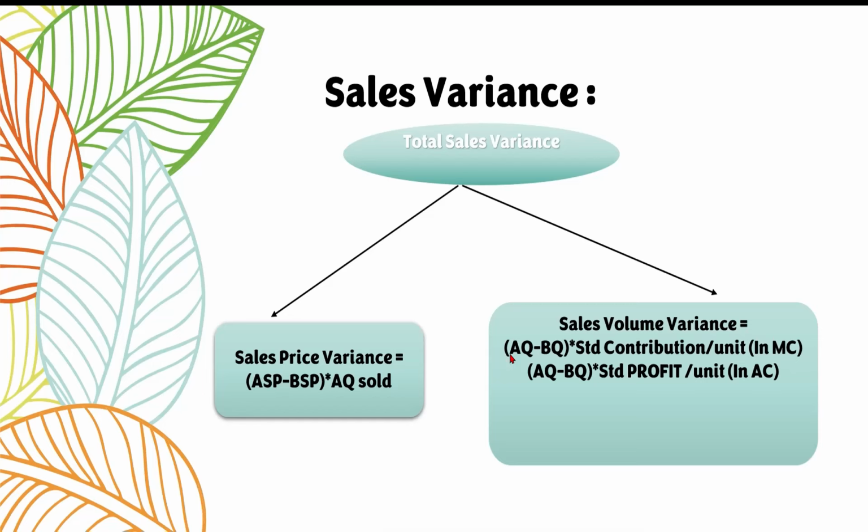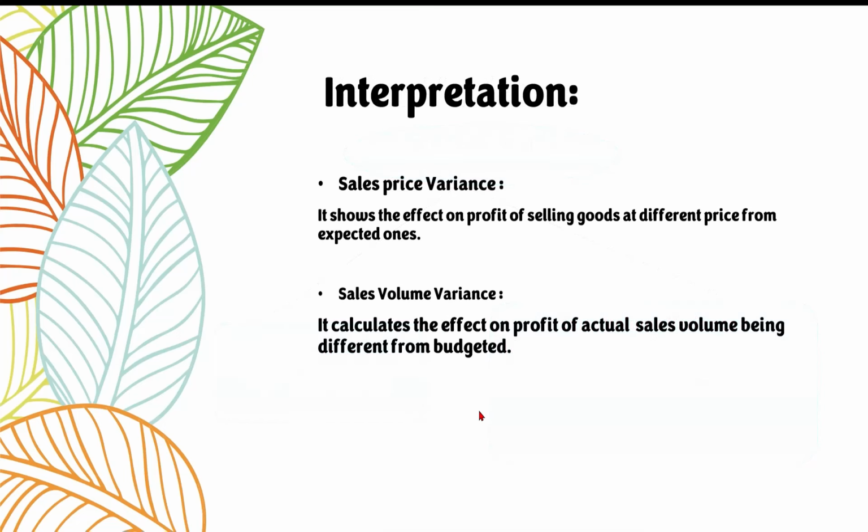And for the sales volume variance, we will take the actual quantity sold and the budgeted quantity sold, and then we will multiply with the contribution if we are using the marginal costing system, and with the standard profit if we are using the absorption costing system. So now this is the calculation part.